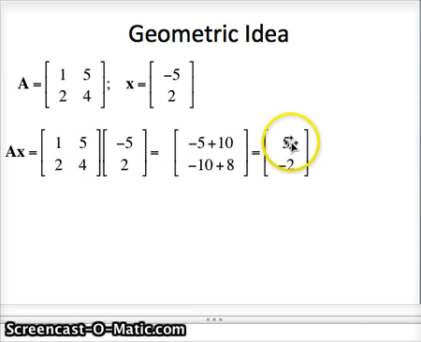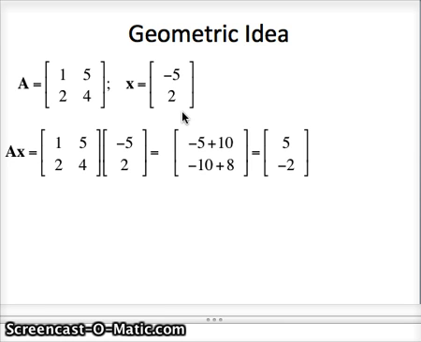Negative 5 plus 10 is positive 5. 2 times negative 5 is negative 10. 4 times 2 is 8. Negative 10 plus 8 is negative 2. Well, how does this new vector, 5, negative 2, compare to the original vector, negative 5, 2? Are they pointing in the same direction?